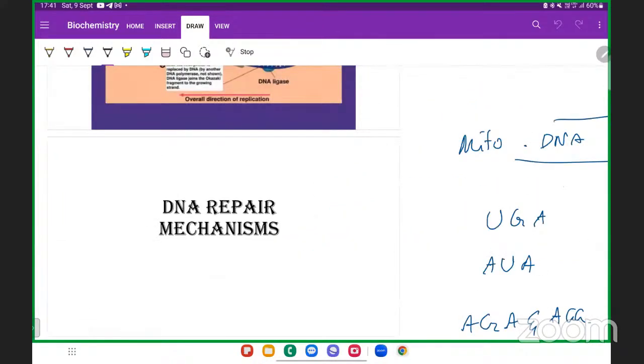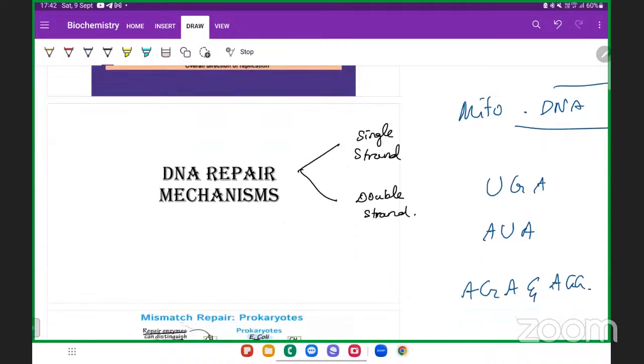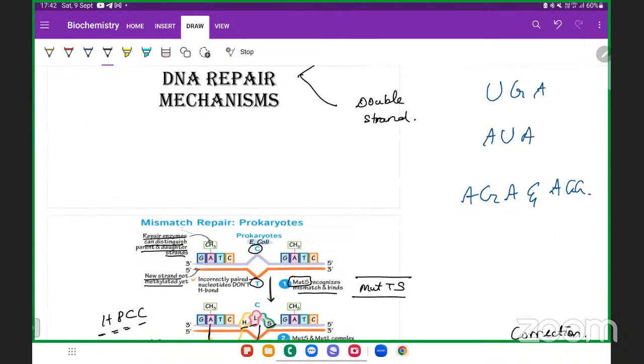In the DNA repair mechanism, you have two types. Either there can be a problem in just one strand, which is called the single strand repair mechanism, or there can be a problem in both the strands, which you call the double strand DNA repair mechanism. Once again I am repeating: in DNA repair there are two types, single strand repair and double strand repair. If there is a problem in a single strand, you go for 3 types of mechanism, or a maximum of 4 types of mechanism.